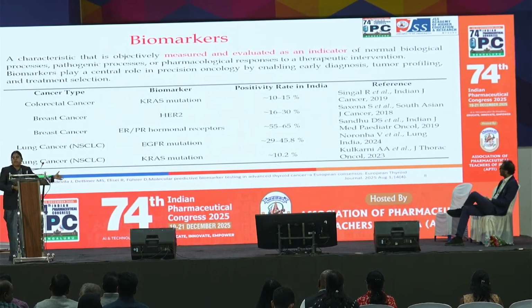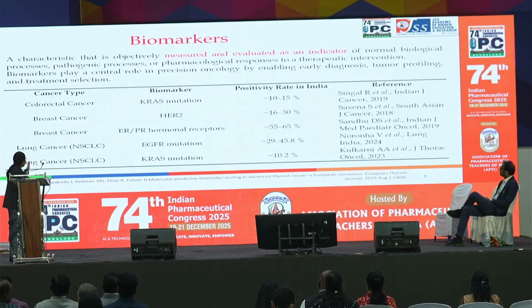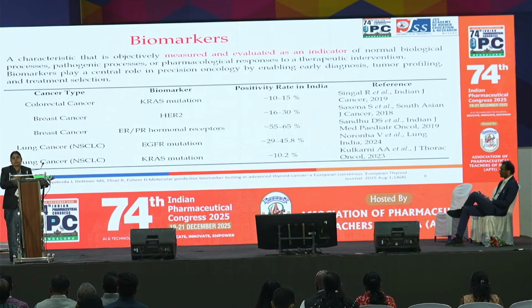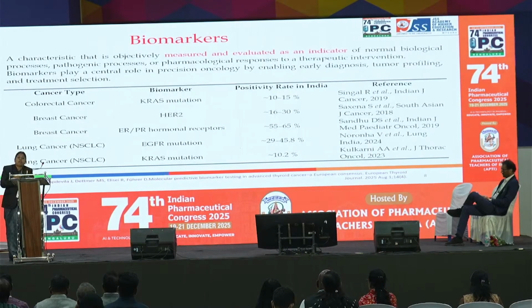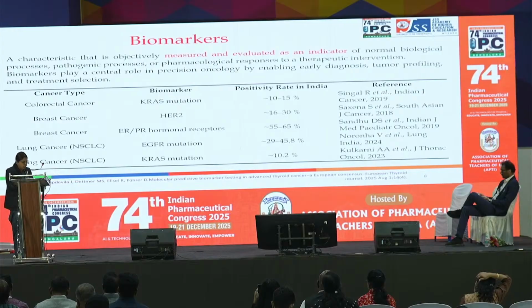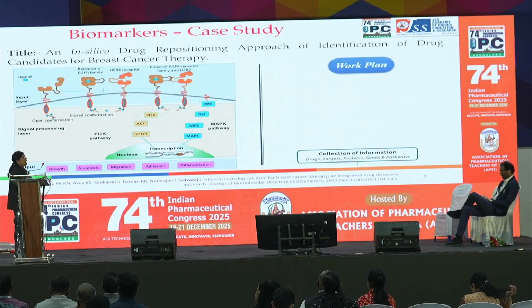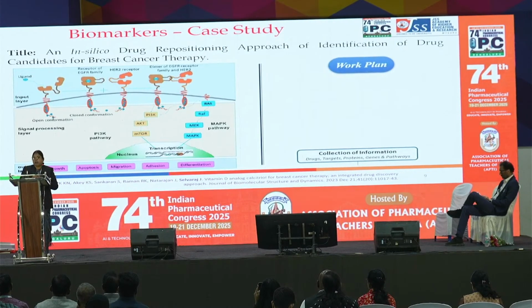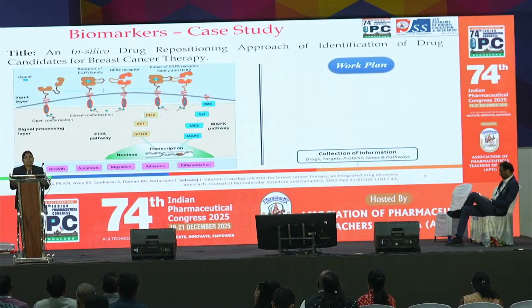And this is some example for the biomarkers. If you take breast cancer, there are various biomarkers, especially HER2, ER, estrogen receptor, and PR, progesterone receptor. So you have to be very clear which one is the actionable biomarker. That is very important, and these are also examples of biomarkers. And this is the first case study where we have identified a biomarker for breast cancer therapy.